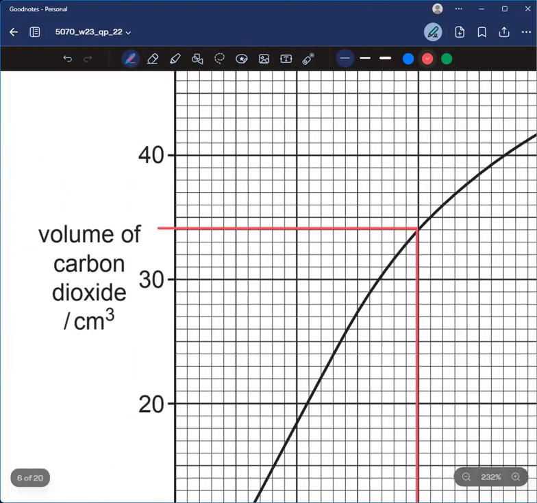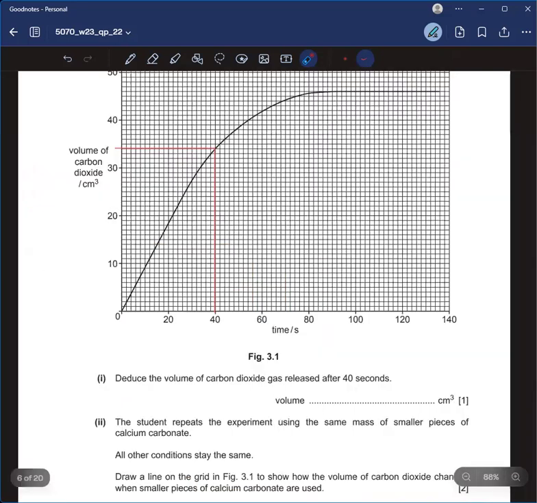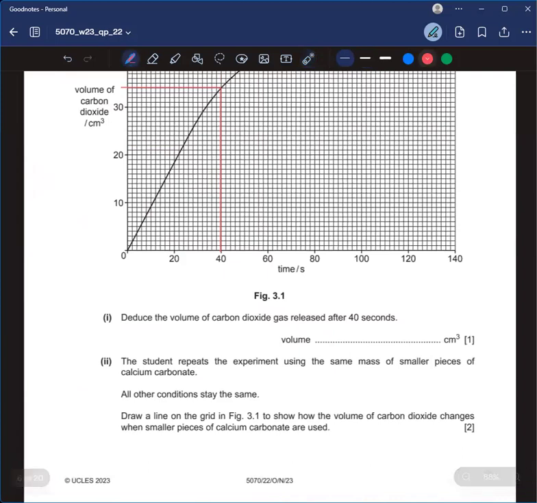Here I have the carbon dioxide on the y-axis. So here I have 30, 32, 33, 34. So each box is equal to 1 centimeter cube. So the line touches at 1, 2, 3, 4. So it would be 34 centimeter cube. So let me write it here. 34 centimeter cube.